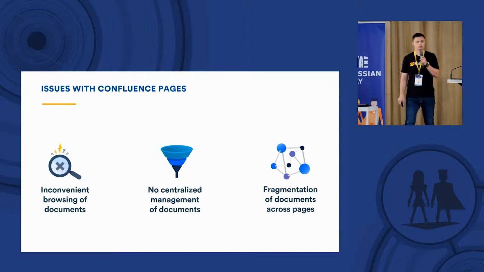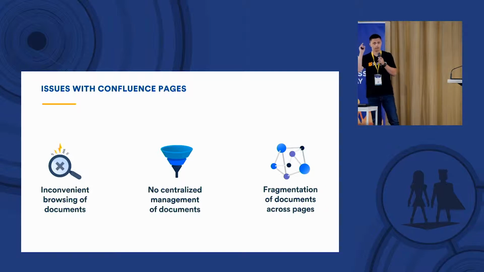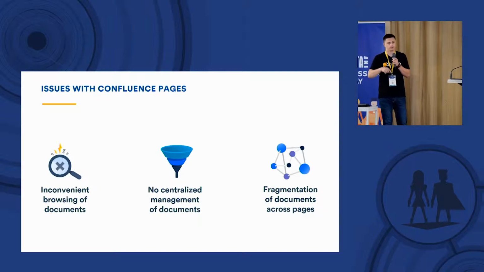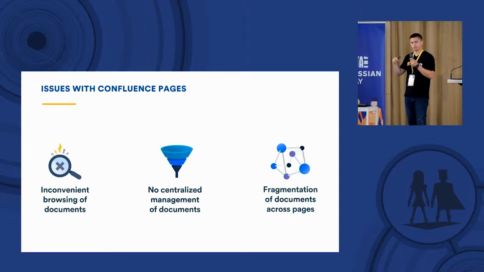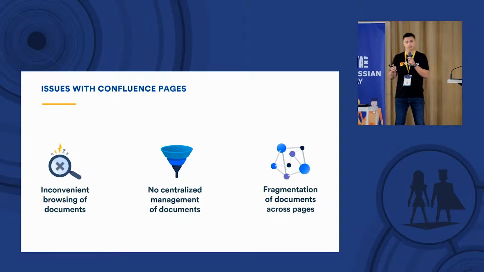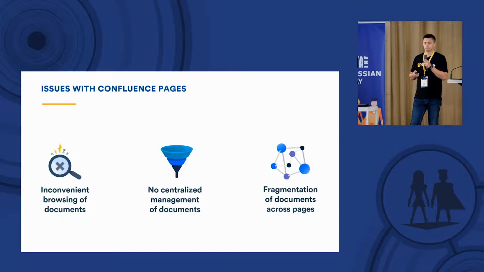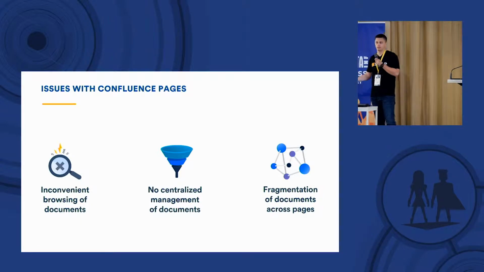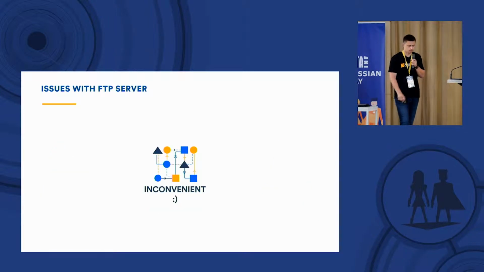The issues with Confluence pages are the following. It's not very convenient to browse documents in Confluence pages because you need to open the page, go to attachments, then go through the pagination just to find the necessary file. Of course, there is also no centralized management because every team creates new pages and uploads new files, and finally you get a mess of files distributed throughout Confluence pages. And this creates a third problem, fragmentation of documents, because it becomes quite difficult to find the latest revision. One team says this is the latest revision, another team says that this is the last, so it's not convenient.